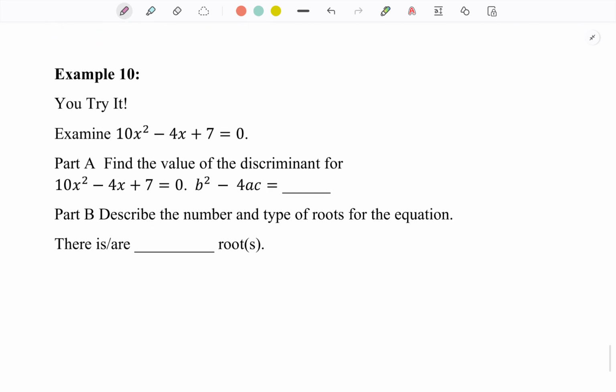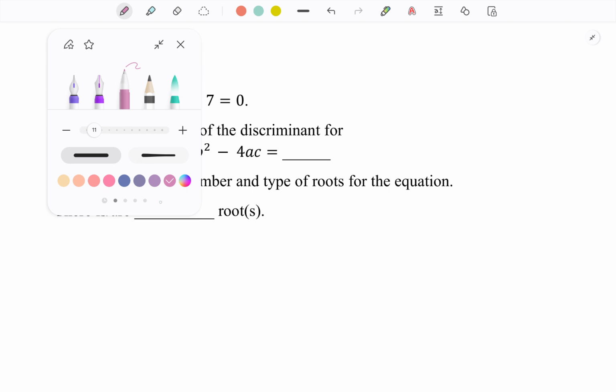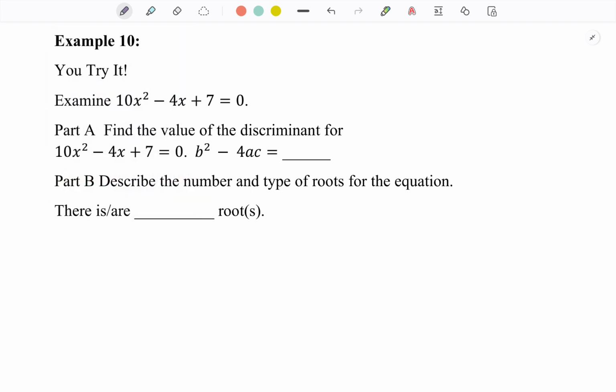All right, so for example 10, I want you to try this and give it a shot. So we're going to find the discriminant for 10x squared minus 4x plus 7 equals 0. So go ahead and pause the video one last time, work this out, and then hit play to check your answer.